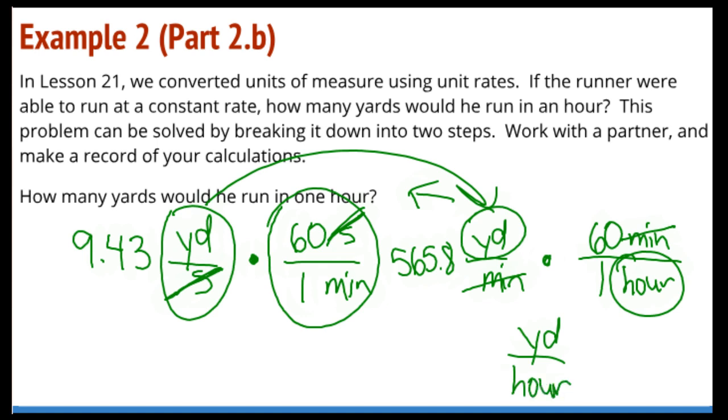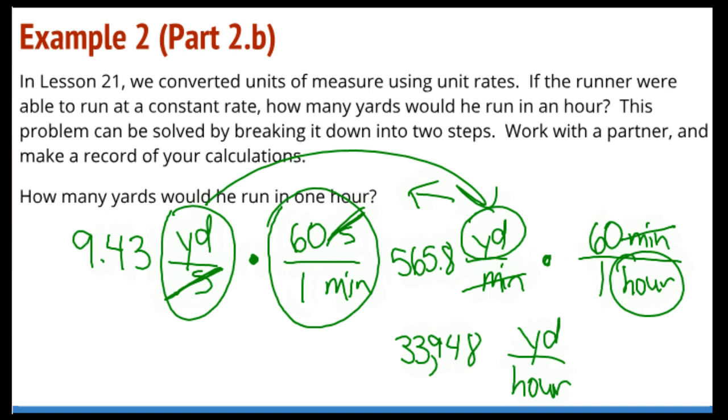And of course, I've got to take the 565 8/10 and multiply it times 60. And I'm going to get 33,948 yards per hour.